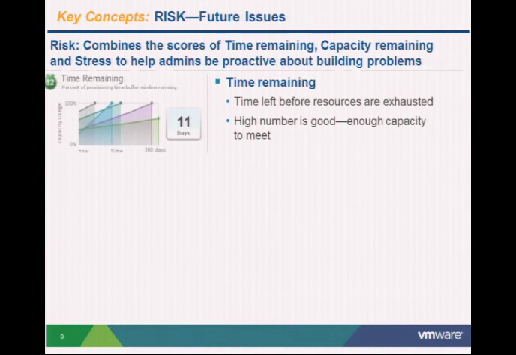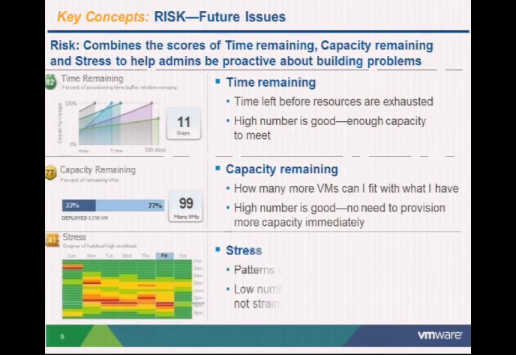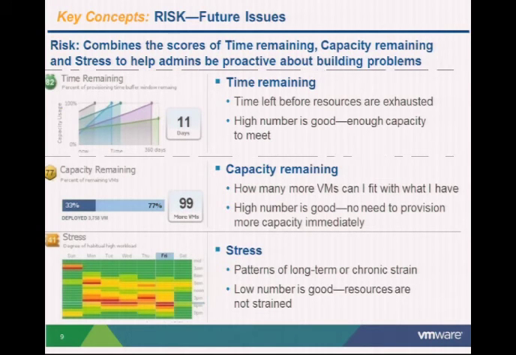Then we have risk, which, as I talked about, informs future issues, and this risk badge is a combination of three sub-badges again. One is what we call time remaining. Time remaining informs you about specific metrics such as CPU, disk, memory, network I/O. How much time do you have left? There may be specific metrics or specific domains of functionality that are taking up more of your resources, so you need to be informed of that, plan, and stay ahead.